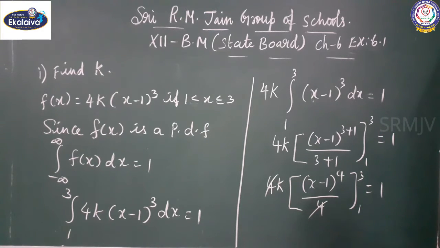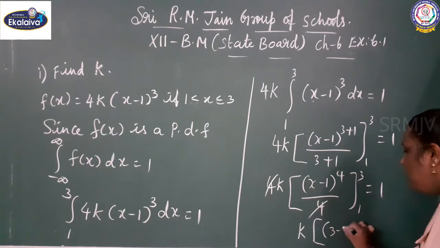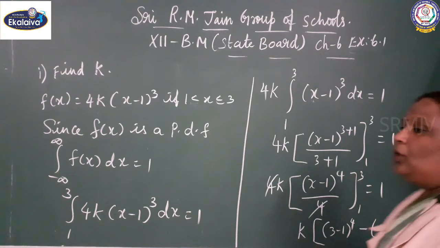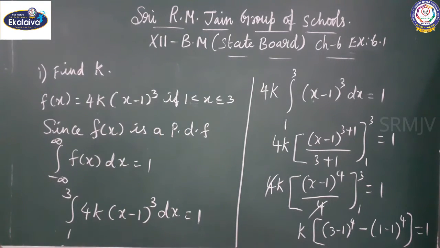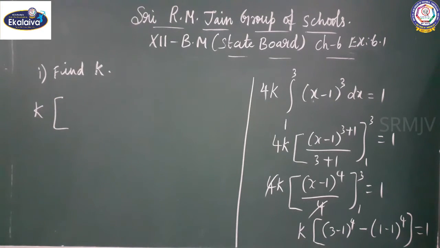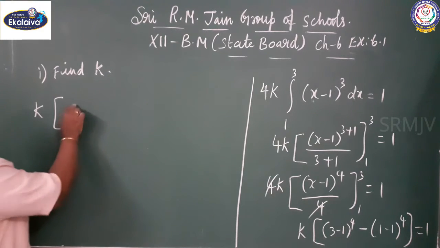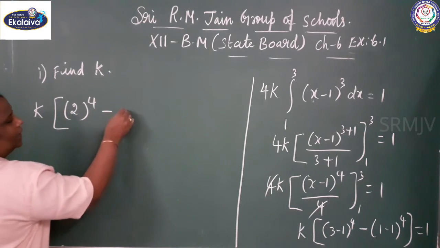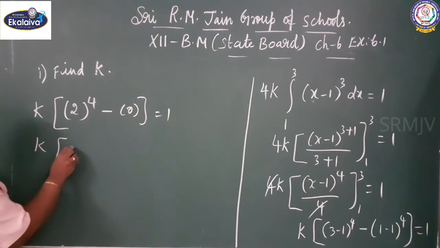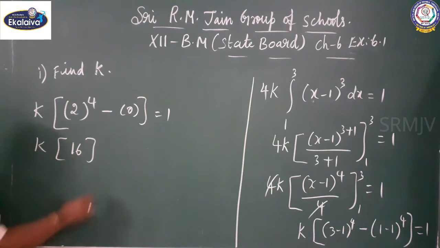The 4 gets cancelled. K into, substitute the upper limit: 3 minus 1 the whole power 4, minus the lower limit: 1 minus 1 the whole power 4, equal to 1. K into 2 power 4 minus 0 equal to 1. 2 power 4 is 16. So 16k minus 0 equal to 1.